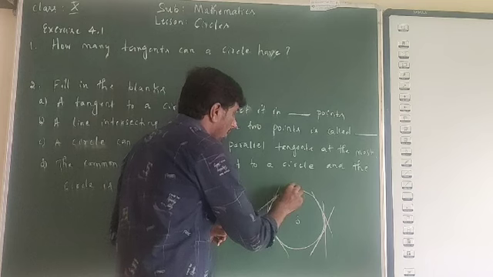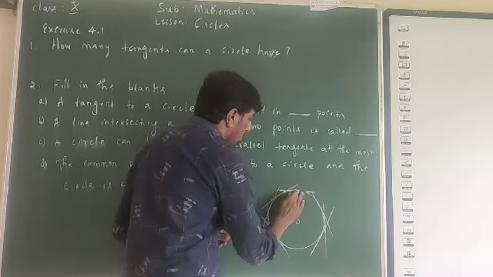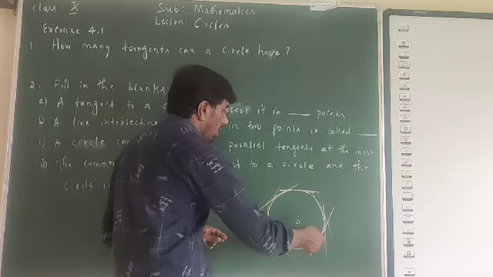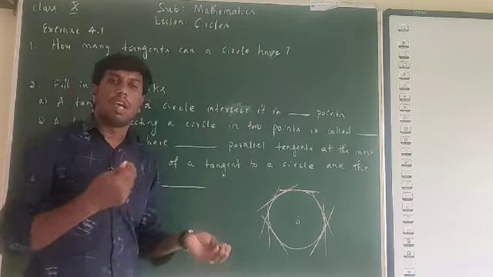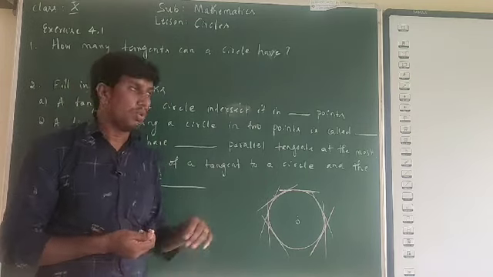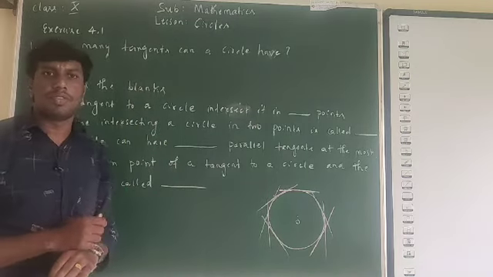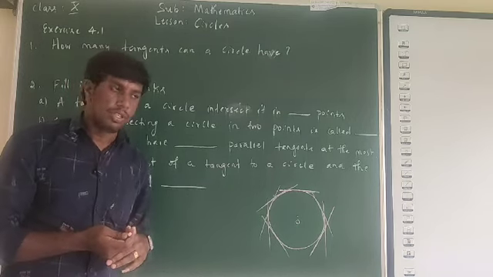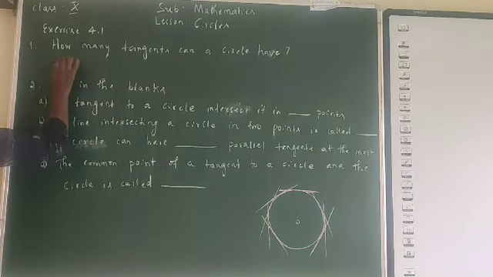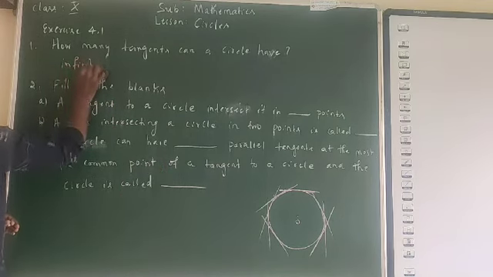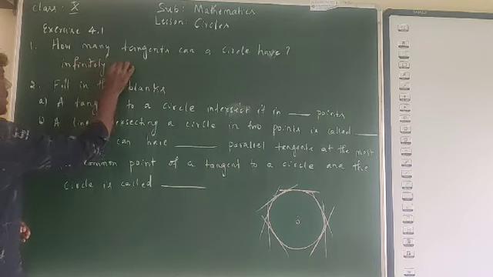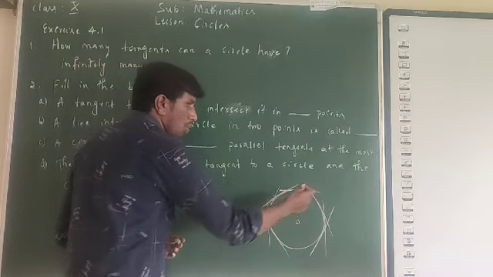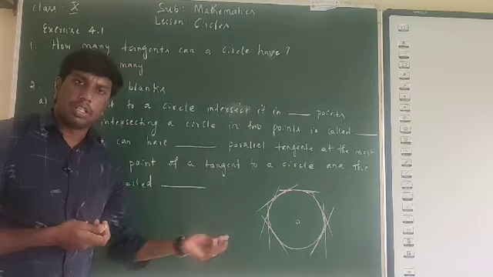So I can write a line like this, this will become a tangent. I can write a line like this, this is also a tangent. So for each and every point on the boundary, I can write infinitely many tangents. So how many tangents can the circle have? We have infinitely many tangents. The answer is infinitely many. For each and every point on the boundary of a circle, we have tangents.